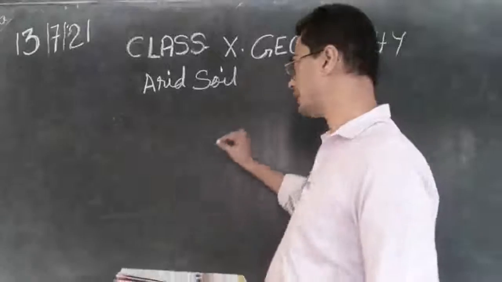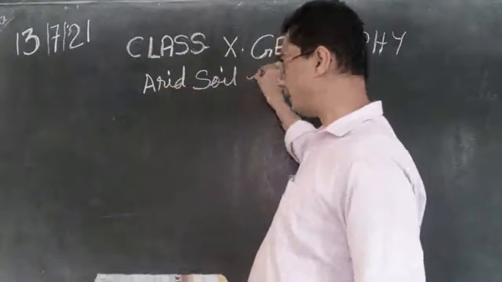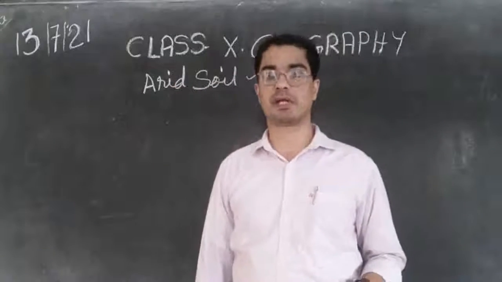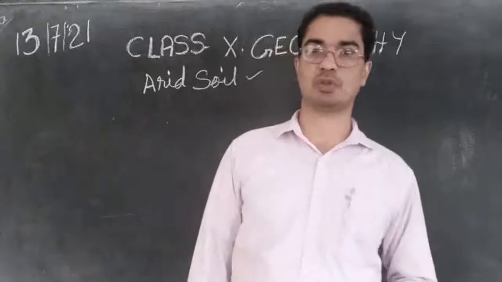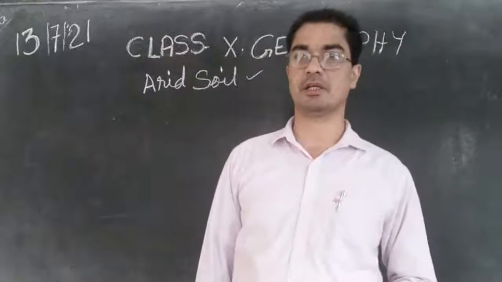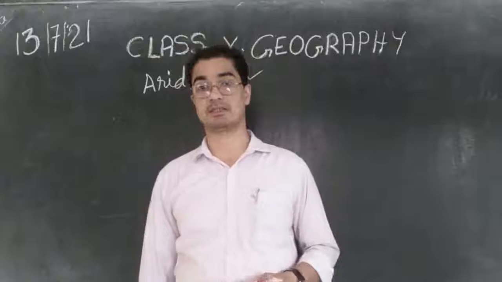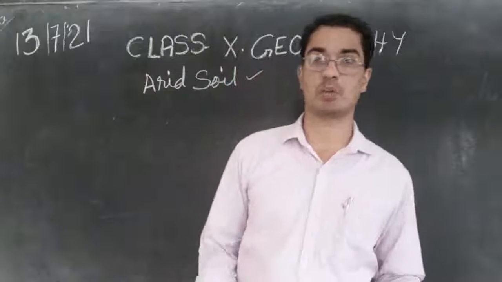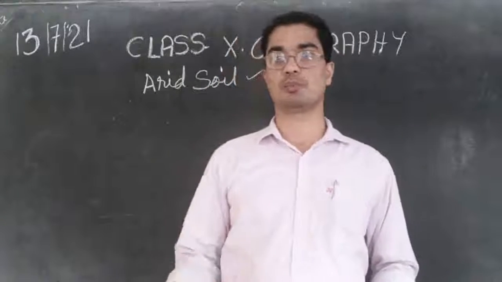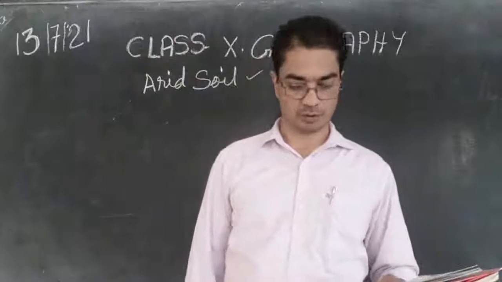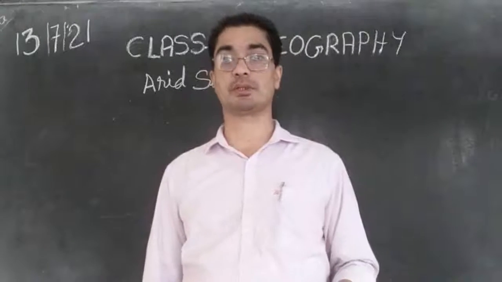So today we have been following the different types of soils that are found in India, and for today we will study the arid soil. Arid means dry soil. In many places in India the rain is very less, therefore the soils are very dry. We cannot do proper cultivation there. You can follow in your textbook, page number 10.